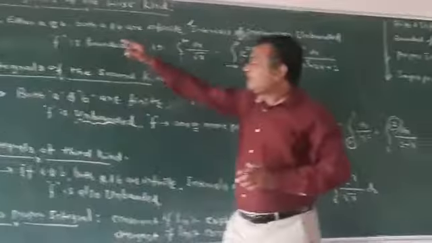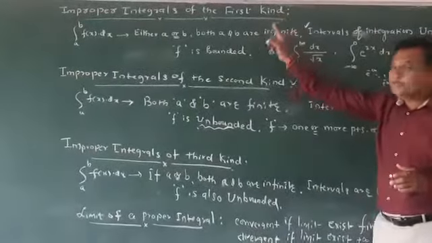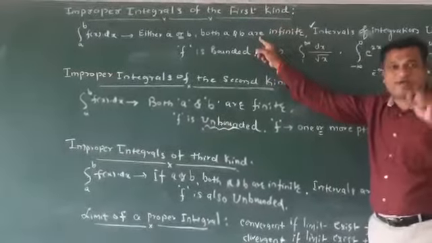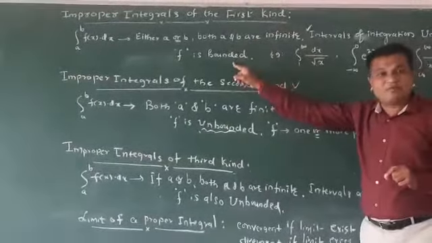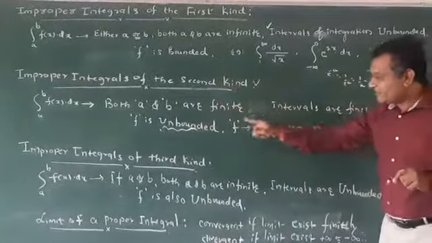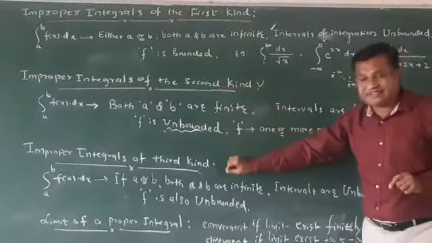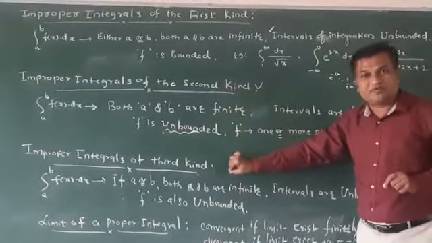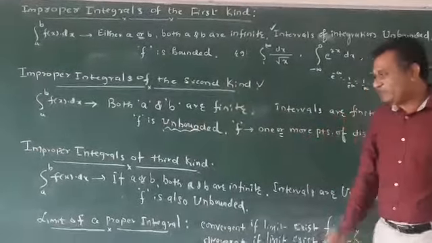In the improper integral of the first kind, the intervals are infinite and the function is bounded. In the second kind, the intervals are finite, but the function is unbounded. In the third kind, both the interval and the function itself are unbounded.